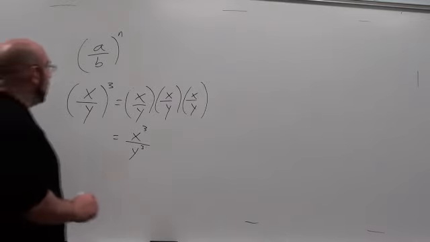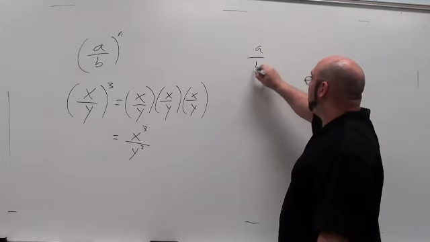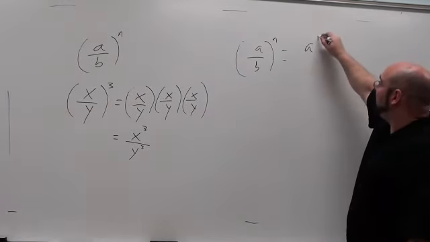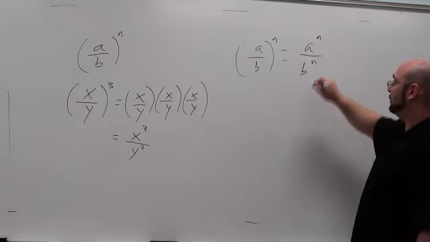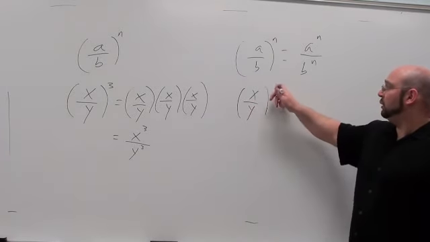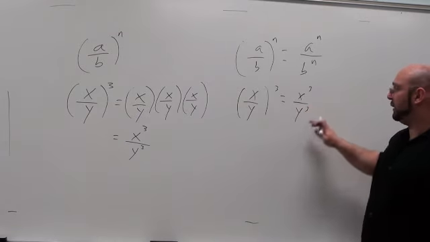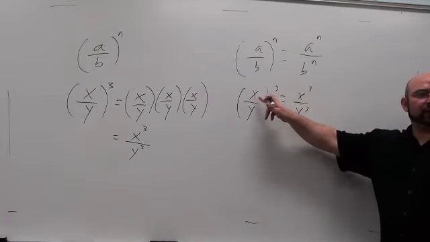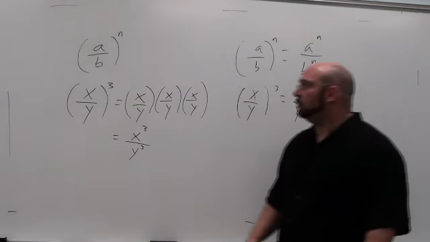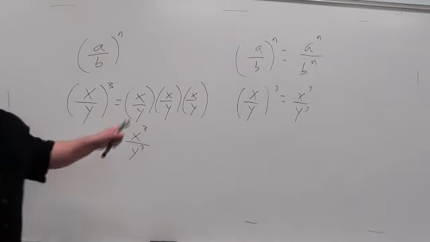So our rule for this is essentially a over b to the n. This n is going to distribute over to be a to the n over b to the n. So our rule, once again, applied. Just like that. The 3 is going to go with the x, and the 3 goes to the y as well. Alright? Because notice this is just multiplying this out.